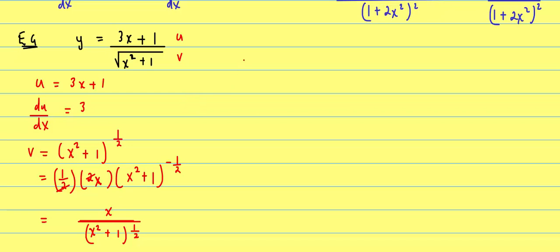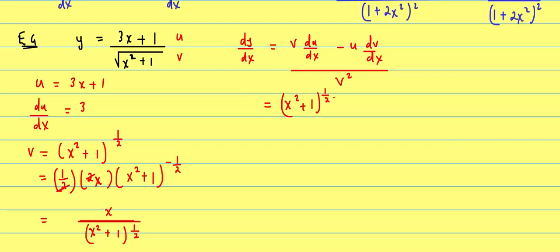Now we are going to go and substitute this into our formula. So your dy by dx is equal to v du dx minus u dv dx, and that is all divided by v squared. So plugging in those values that we found, the square root of x squared plus 1, which is the same as this here, multiplied by du dx, which is equal to 3, minus v.